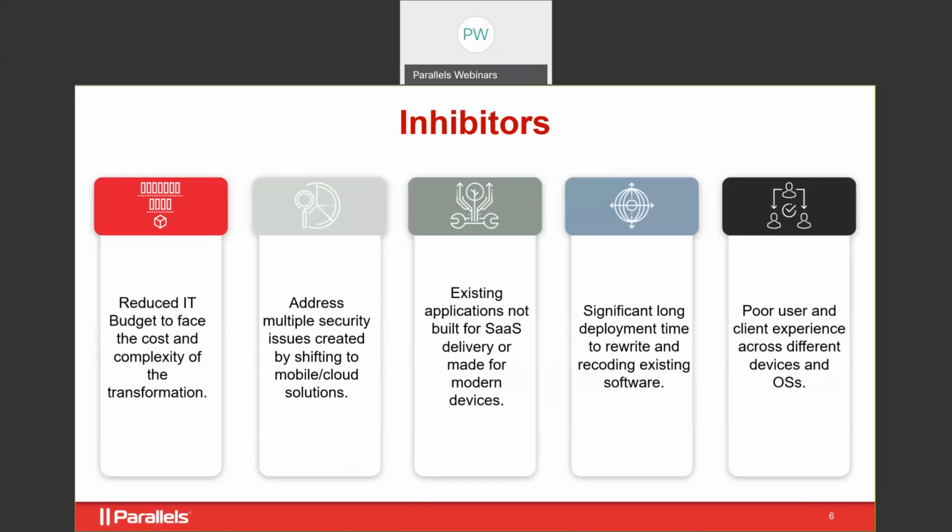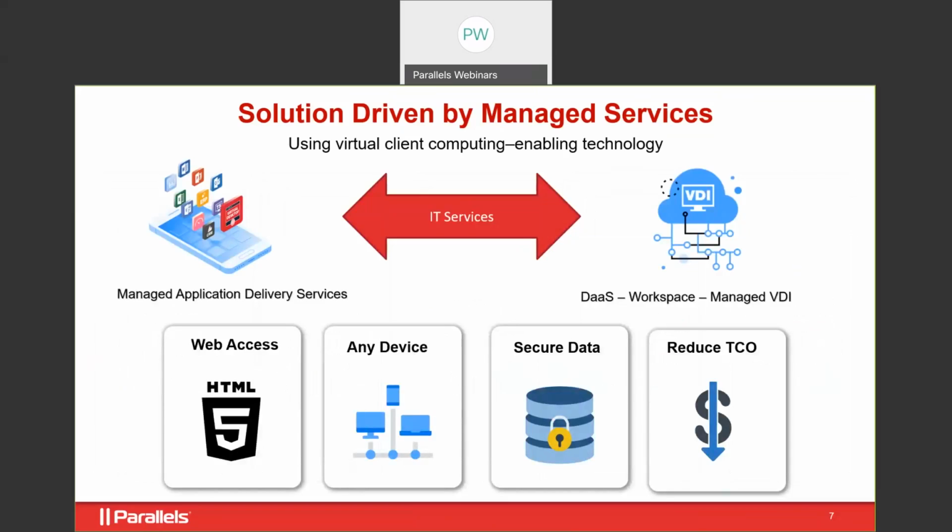A major inhibitor is also the poor user and client experience. Even if you get a Windows application and somehow manage to deliver it on Android or iOS, you want to make sure that the user experience is like they're working locally. And that's what we're trying to do with Remote Application Server.